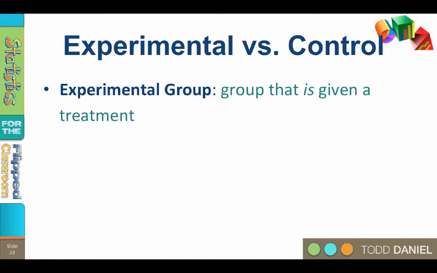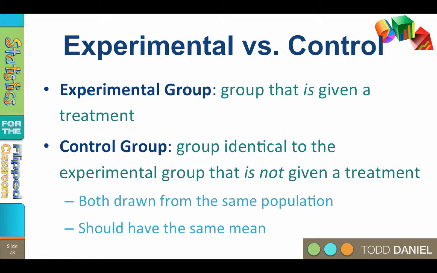Remember that when we draw a sample from a population, we expect that the mean of the sample will be the same as the mean of the population. But when we do an experiment, we typically draw a large sample, which we then randomly assign into two groups. The experimental group is the group that is tested or given a treatment, aka the treatment group. The control group is a group identical to the experimental group, except that it is not given a treatment. Both groups are drawn from the same population, so they should have the same mean.